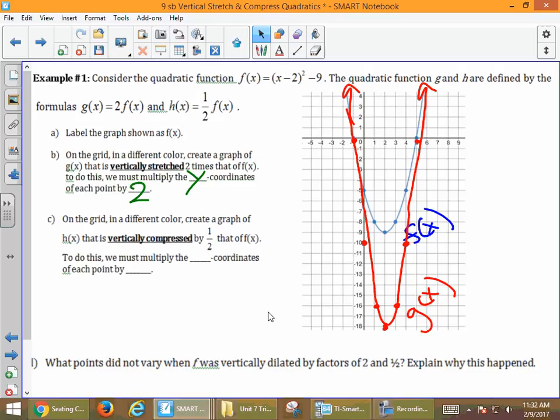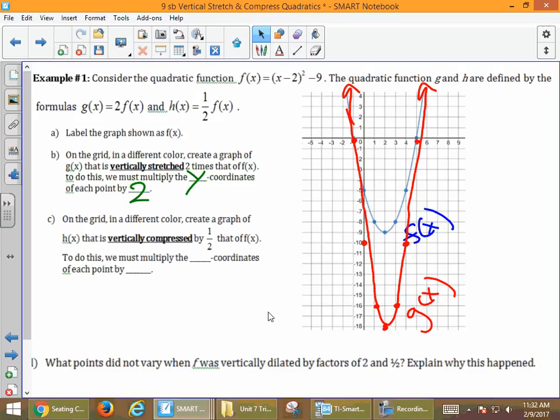Now on the grid in a different color, so you might want to switch colors with a partner or with a friend, just trade colors so you have different graphs so you can see. We're going to vertically compress for our h of x. So we're going to vertically compress by 1/2, or by a factor of 1/2.